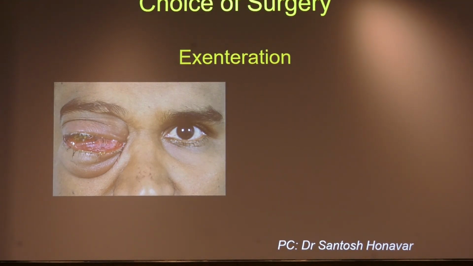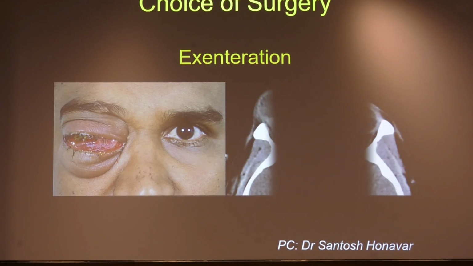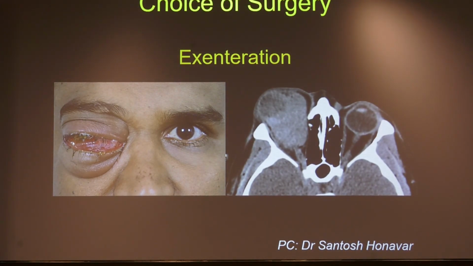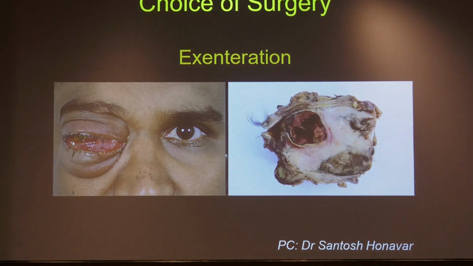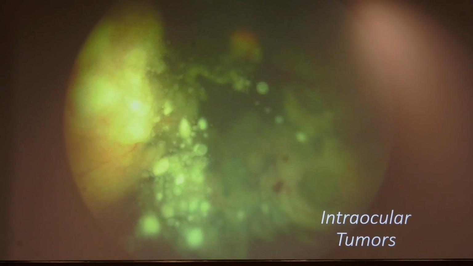Exenteration is the choice of surgery when the tumor has gone beyond the orbital structures and has extended into the cranial cavity, or the eye is beyond salvage. Okay, so you do exenteration not with an intention to save the eye, not with an intention to save the vision, but to save life, which is our primary goal. So as you see in this patient who had a malignant orbital tumor which turned out to be a choroidal melanoma with orbital extension, we completely did exenteration and the patient did well.